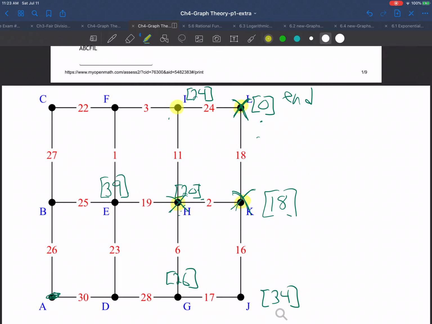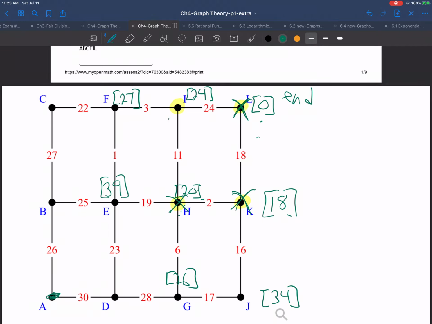So this one is going to be current. Now look at all the roads coming into I. I is 24 from the end. Clearly, just zip, there's the end, right? I is 24 from the end. So F is 3 from I. So add 3. F must be 27.